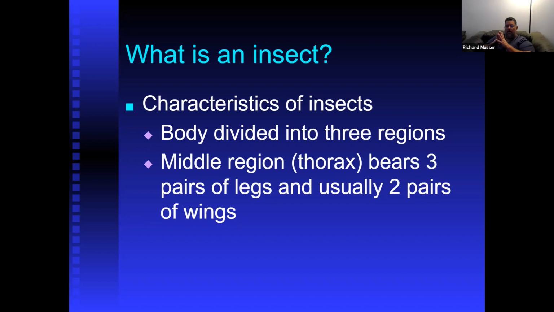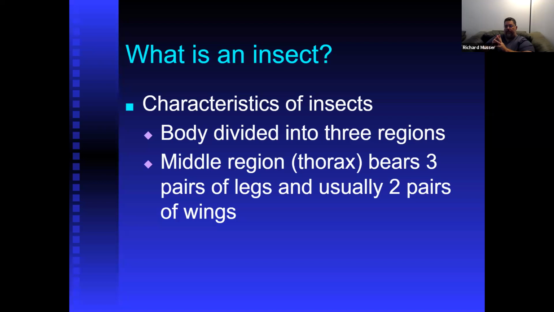The thorax typically is where you're going to find the three legs. Not typically, that's where you're going to find the three legs. There's going to be a leg on each segment. And then on the last two segments, you'll find a pair of wings or halteres, if the insect has wings. Not all insects have wings, though.